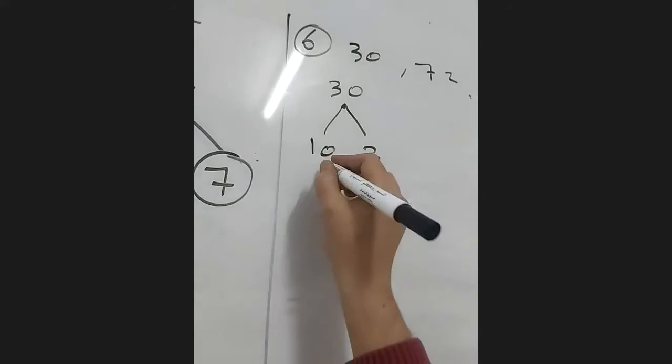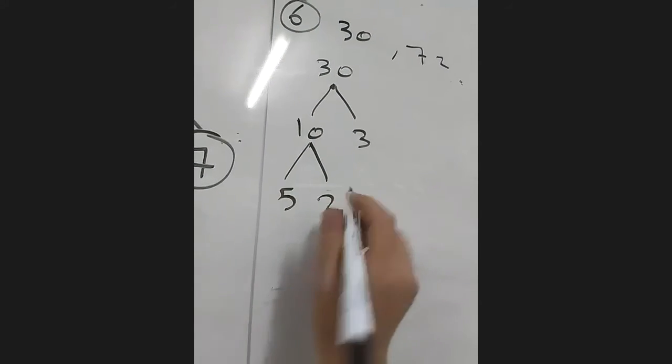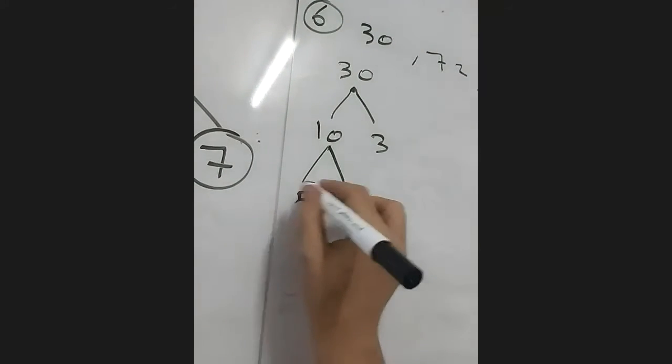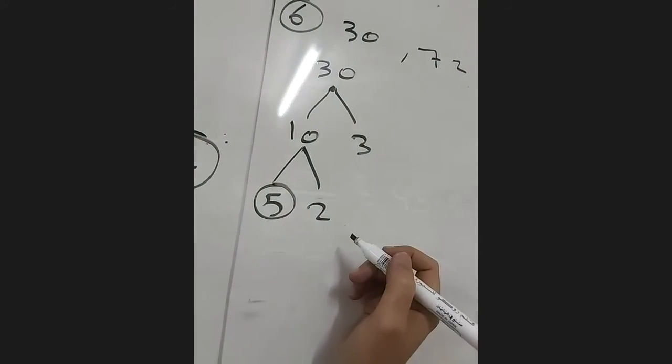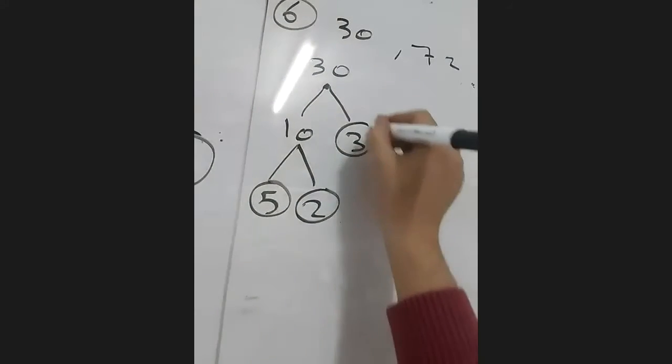The 10 is 5 multiply 2. The 5 we can't break down, circle. The 2 we can't, circle. And also the 3, we can't also, circle.